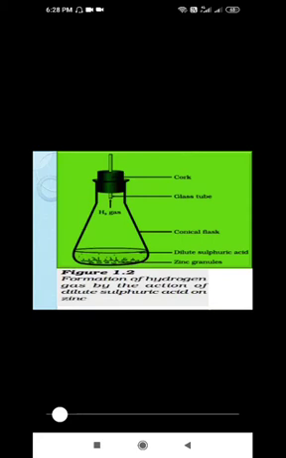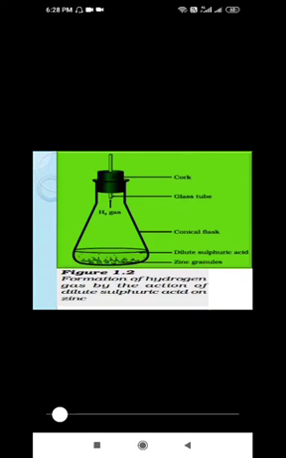Here again, you have one more example of a chemical reaction. You can see there is a conical flask, and in that conical flask we have put a wooden cork with one hole, and there is a glass tube fitted into it. And at the bottom of the conical flask, we have put the dilute sulfuric acid with the zinc granules in it. You are all aware of this.